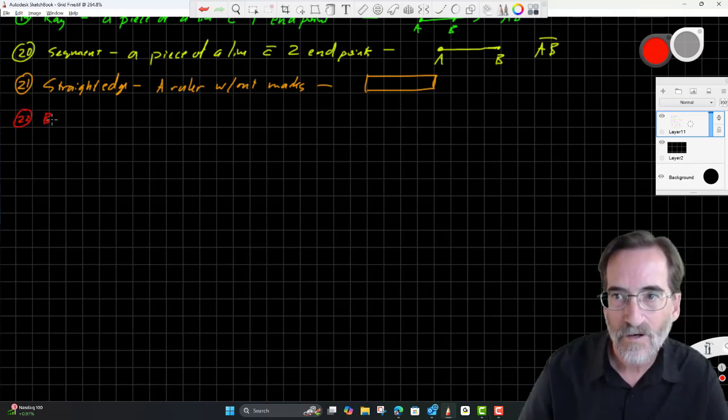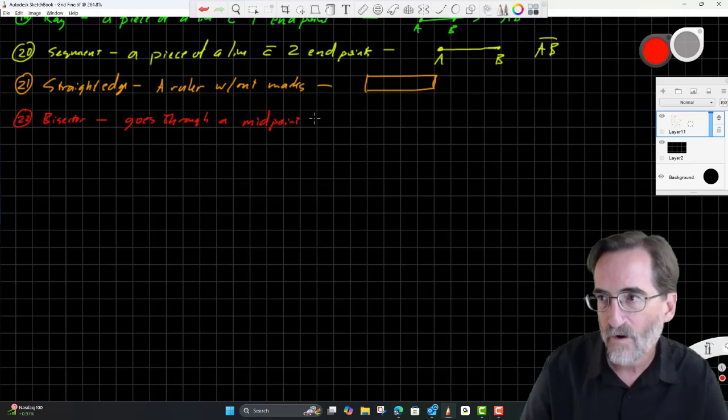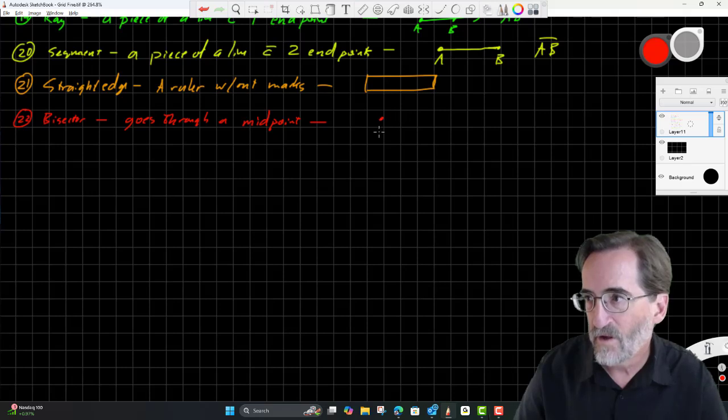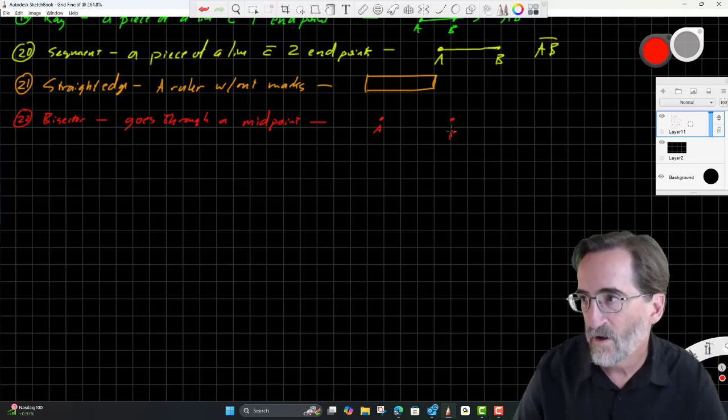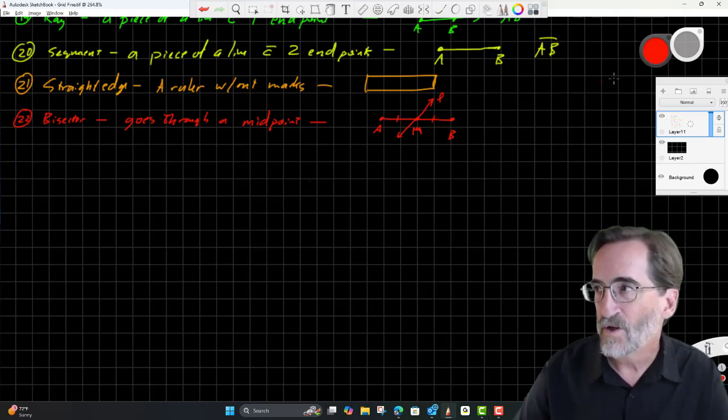22. Bisector. Goes through a midpoint. So if I have A and B, and the midpoint is M, then the bisector is anything that goes through that point M. So line L is a bisector of segment AB.